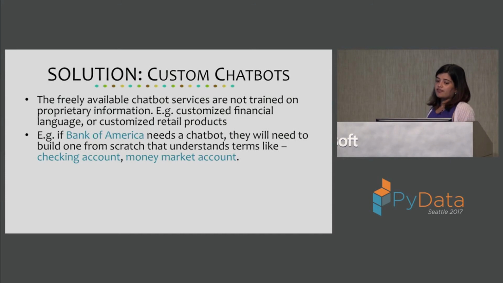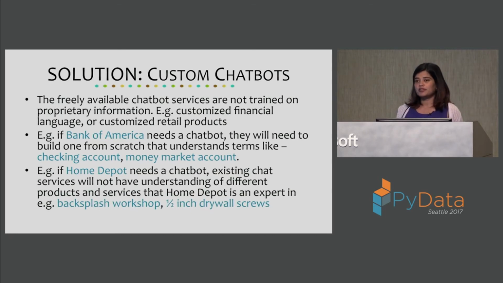For instance, if Bank of America needs a chatbot, that bot needs to understand things like checking account and money market account. But if Home Depot wants to build a chatbot, the bot needs to understand things like backsplash workshop and half-inch drywall screws. Completely different vocabulary, completely different semantics.